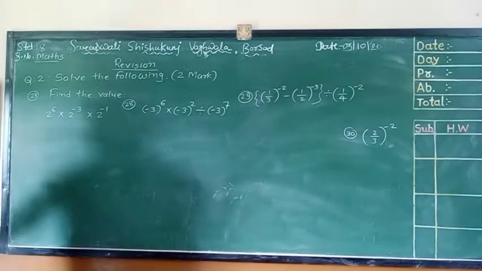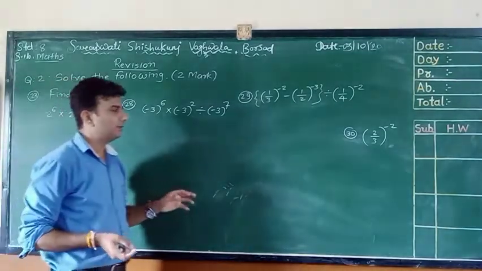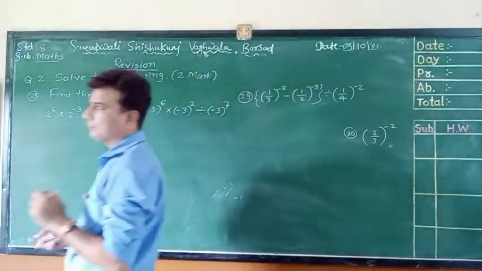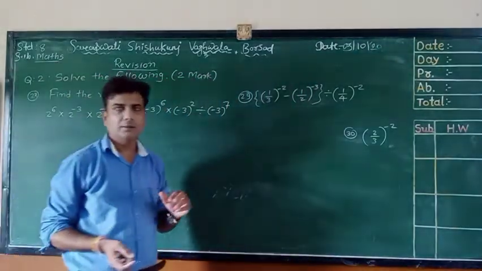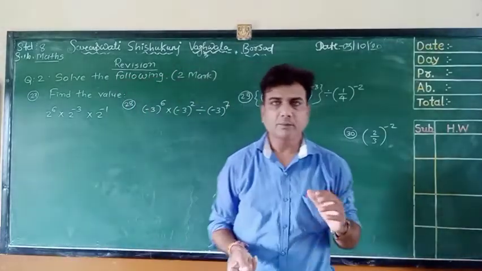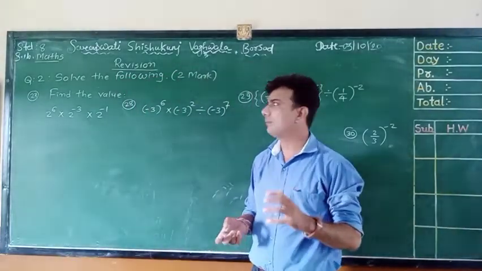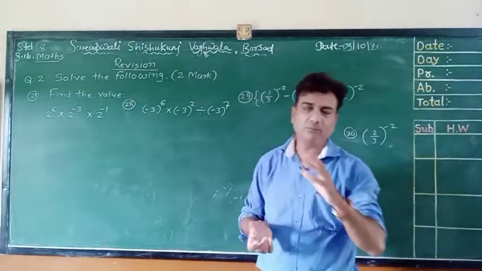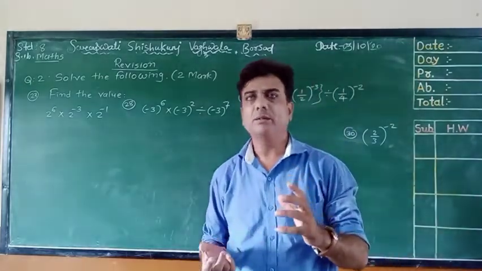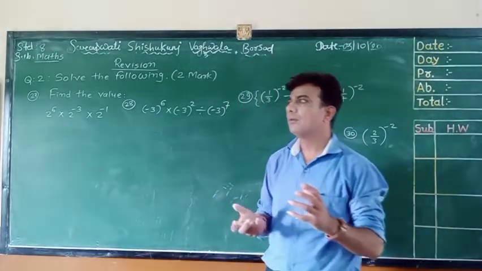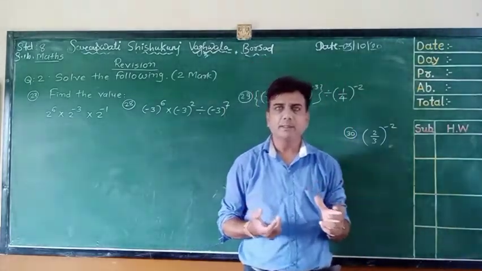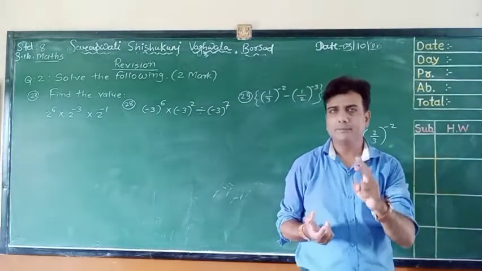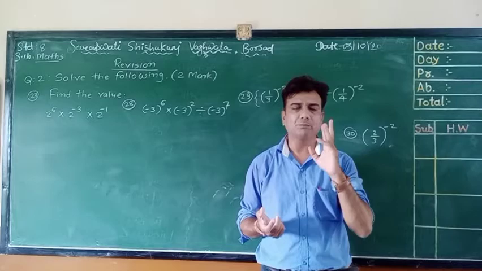Now in question number 27, find the value. It is from our chapter number 12, power and exponent. So in this sum we want to find the value of these numbers. So simple, there are 6 rules. First rule, for multiplication with the same base, add the powers. Second rule, same base division, subtract the powers.